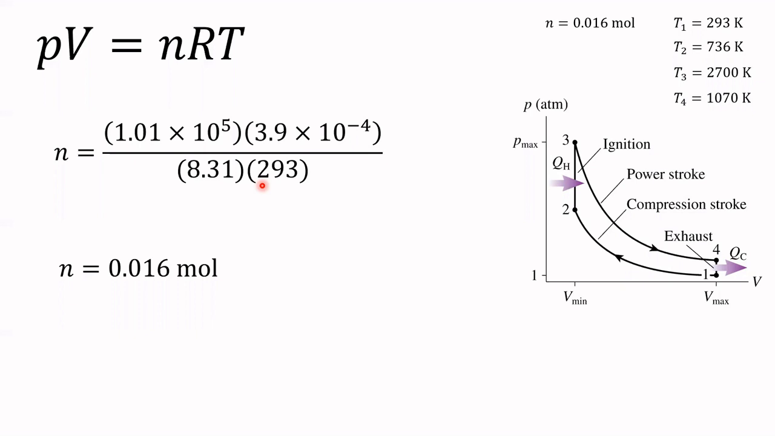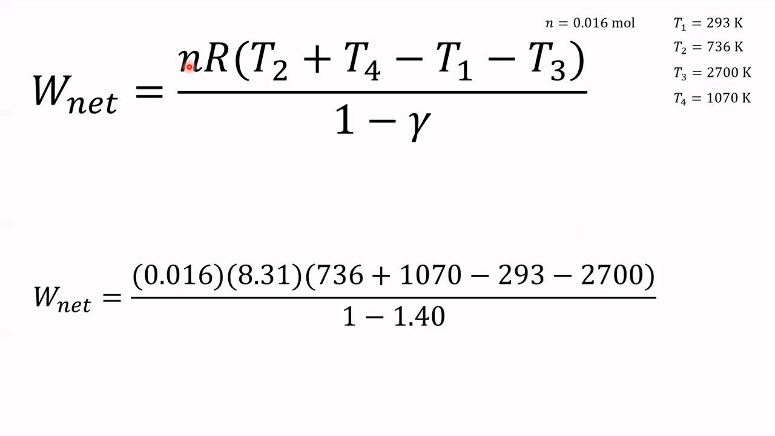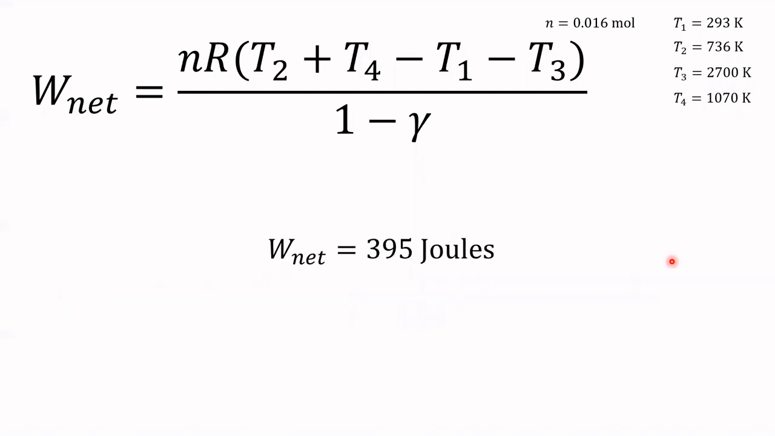Now that I know the number of moles, I can finally calculate the work done by the gas in one cylinder over one engine cycle. Let's plug all those numbers in. Remember, the temperatures have to be in kelvins. Oh, strangely enough, you wouldn't have to do that here. Do you see how that conversion factor of 273 would have canceled amongst the 4 temperatures? So you could have gotten away with the Celsius temperatures here, but whatever. And there it is, 395 joules.